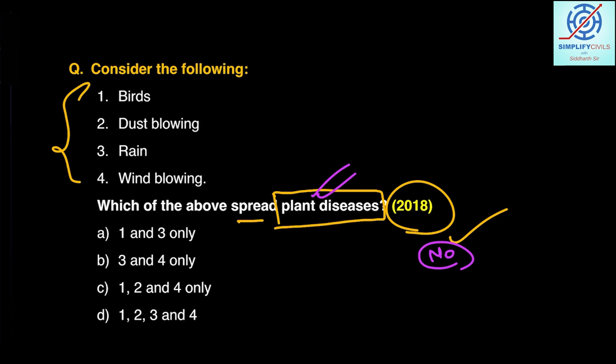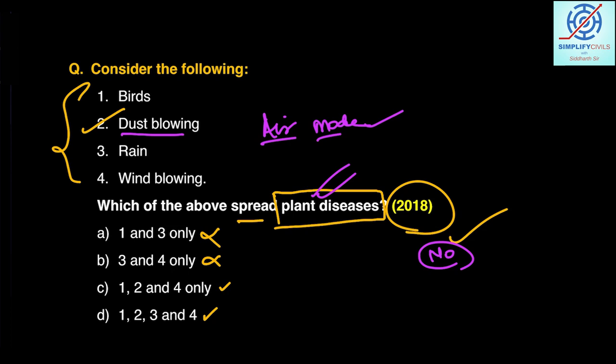So can a plant disease spread via air? Can air be the mode? Yes, diseases can spread via the mode of air. Dust may be present in the air and it may carry some kind of virus or some kind of bacteria and then the disease can spread. So B, the second option, should be there. If two has to be there, then only the options where the second is present work, so this cannot be the answer.